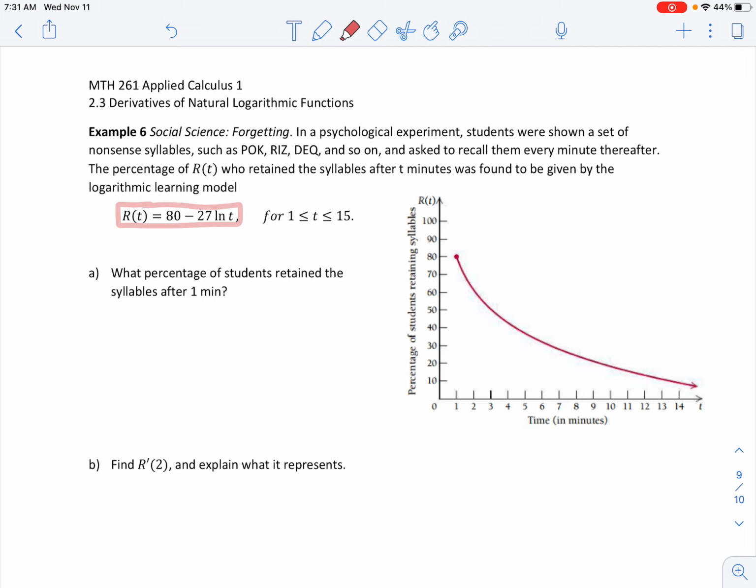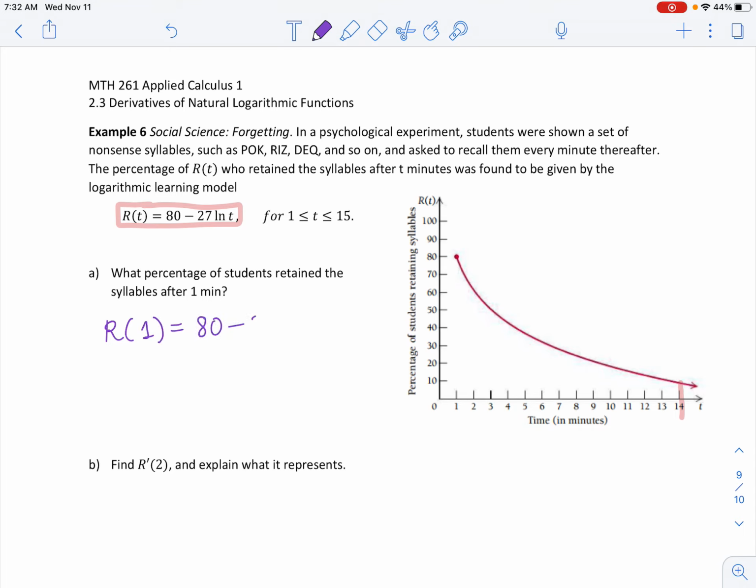Because t stands for minutes, it looks like they took measurement after 1 minute and they stopped taking measurement after 15 minutes. So you show them these words, and after 1 minute, you ask them and you count how many people still remember all these things. And you keep on doing this until close to 15 minutes. So it looks like they got data up to 14 minutes. All right, anyways, so what are we doing here? First question, what percentage of students retain the syllable after 1 minute? They're simply asking us to find R of 1.